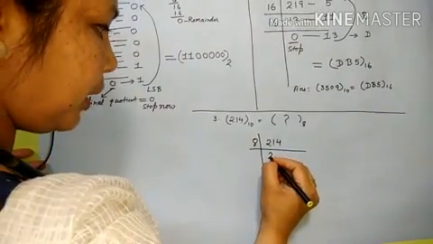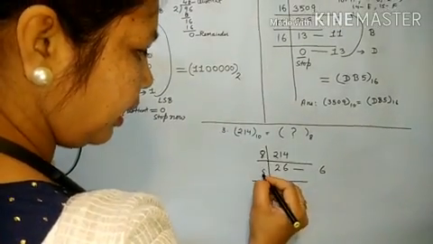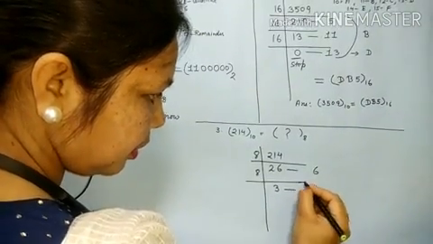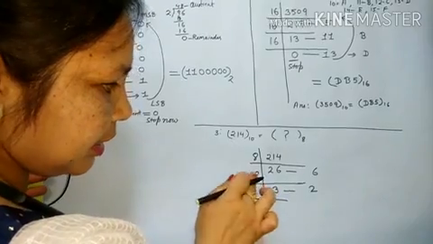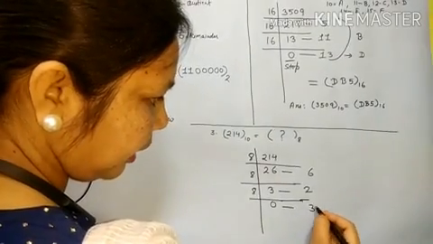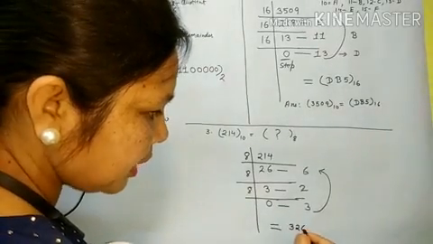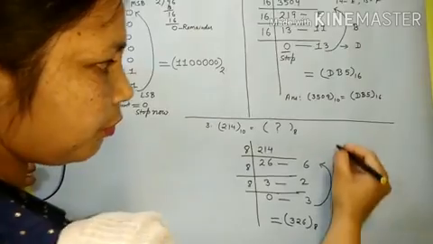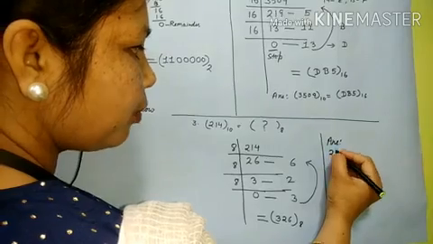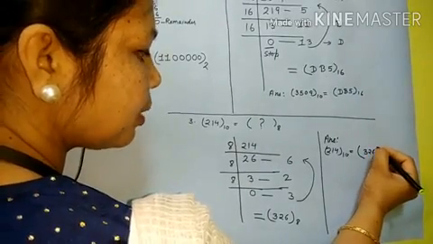So here 26 will come and remainder will be 6. Next time 8 3s are 24, remainder will be 2. Then now this quotient is lesser than the divisor. What will you have to do? 8 zeros are 0 and remainder will be 3. Again the same process, follow it. It will be equivalent to 326 to the base 8. So what will be the answer you will be writing? Answer is, 214 to the base 10 is equivalent to 326 to the base 8.